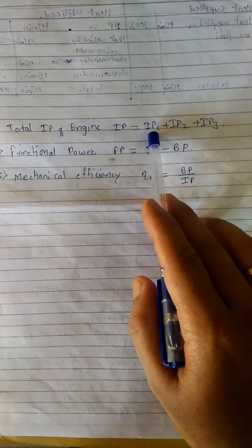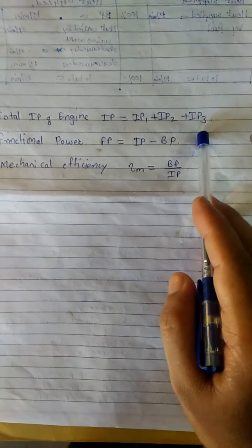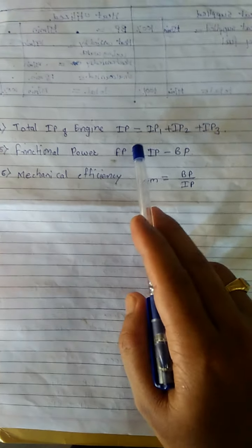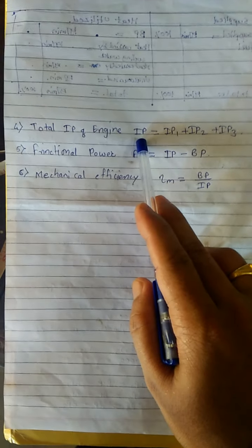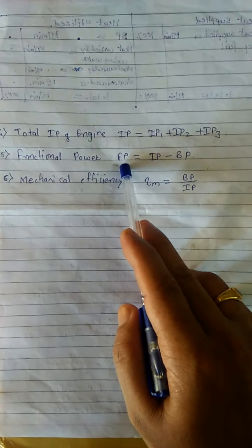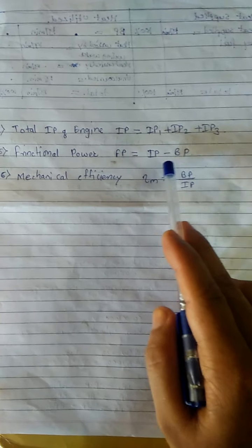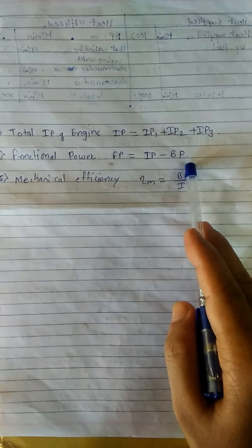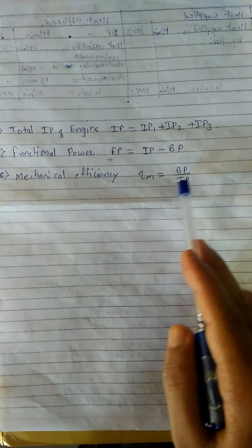Now when we add the indicated powers of the first, second and third cylinders, we have the total indicated power of the engine. To find the frictional power, we use the formula: frictional power is equal to indicated power minus brake power. It is for the entire engine. To find the mechanical efficiency, we have the formula brake power divided by indicated power.